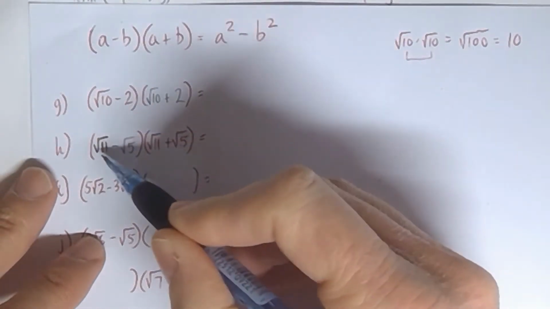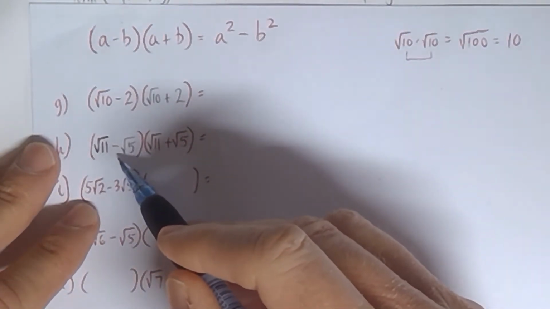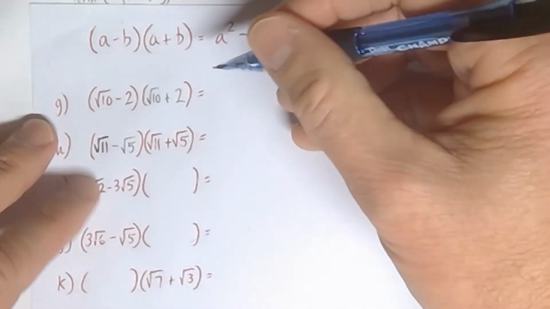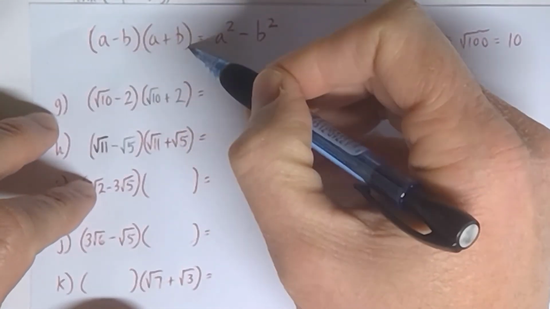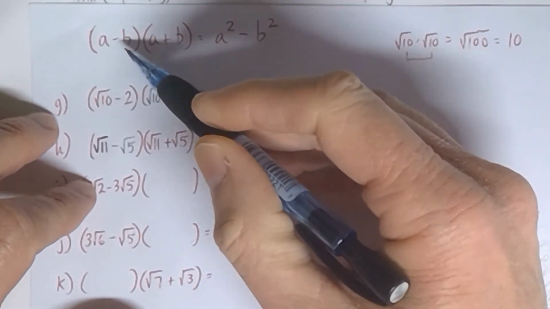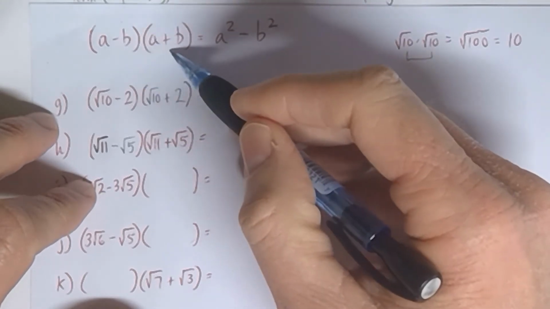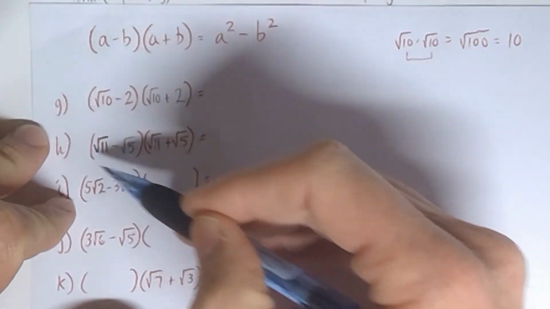Why would you multiply by the same thing except that the middle changes from either addition to subtraction or subtraction to addition? Why would you do something like that? It's because according to this formula, if you've got A minus B, A plus B, in other words, the two things are the same, except for, once again, one of them has the minus and one of them has the plus. You can see that's exactly what's going on here in G and H.